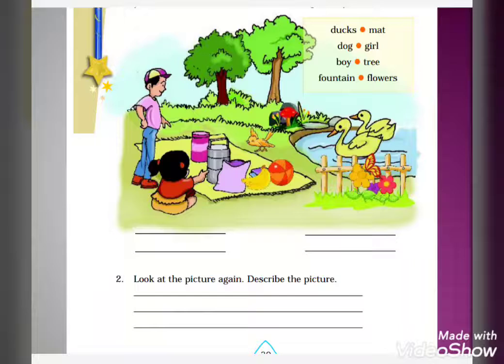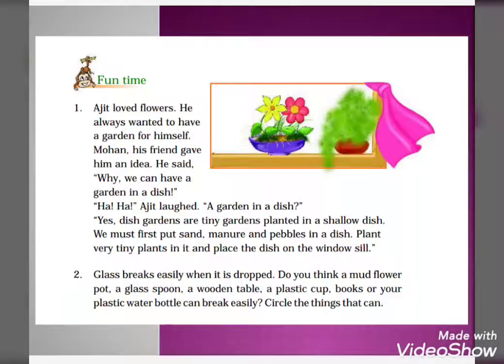See the next one. Look at the picture again and describe the picture. So this is called picture composition. They have given you one picture and you want to describe about it. Look at the picture and write 3 lines about this picture. You can write, there are 2 ducks in the picture. It is a beautiful garden. It is full of flowers. Like that you can describe the picture and write it on your own.